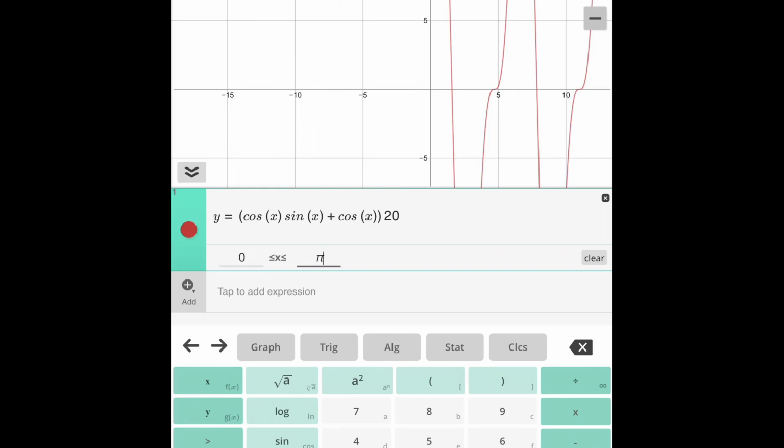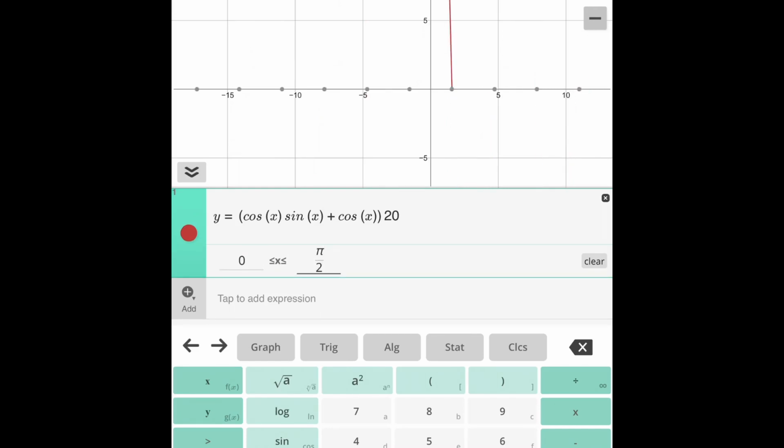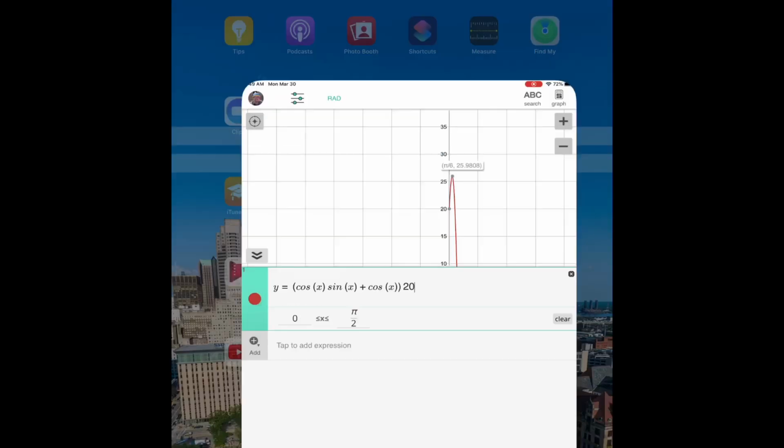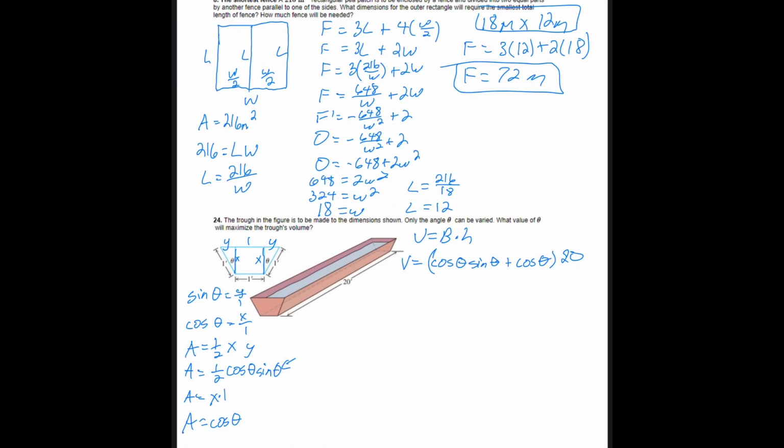So let's set the domain. Okay, so let's set the domain to go from 0 to 90 degrees, which is pi divided by 2. And then that gives us just this part of the graph. So then we can click and we can see that this happens at pi over 6, comma 25.98. Okay, so we get an answer of pi over 6, comma 25.98. And so that's one way to do it.